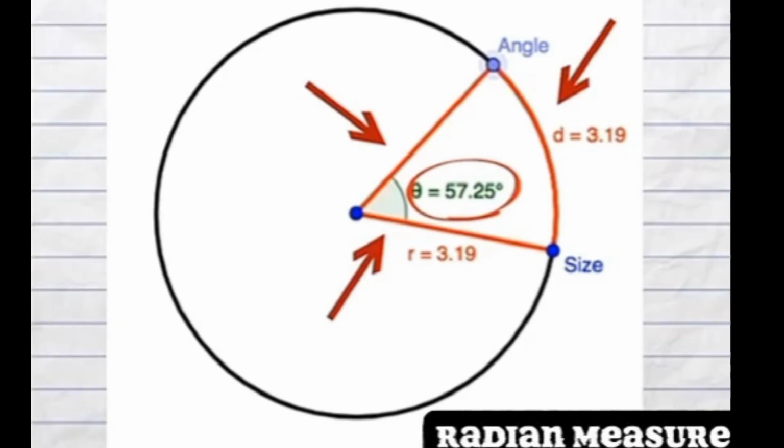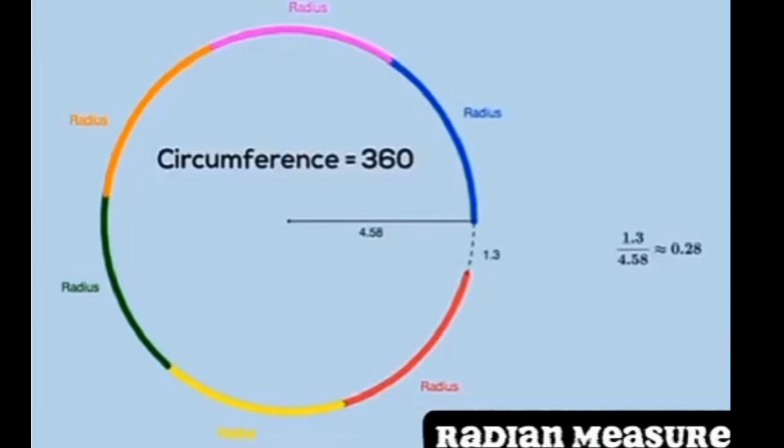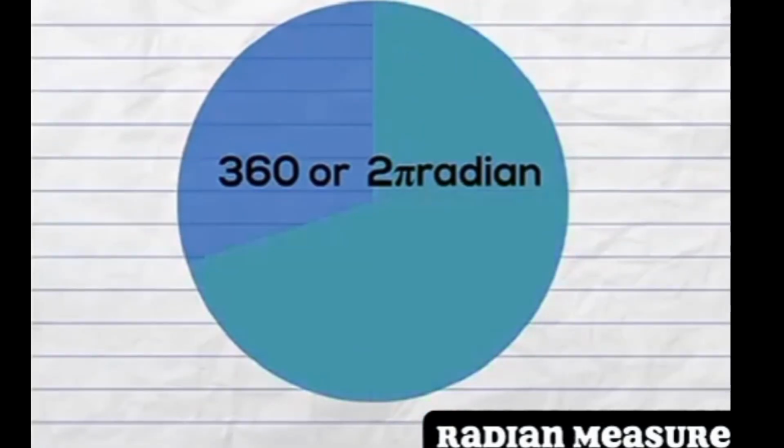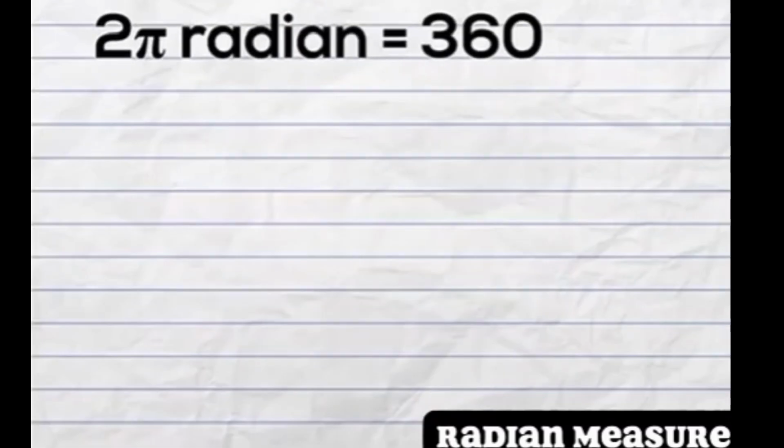Now, let's see why the angle measure of a radian equals approximately 57.2958 degrees. The circumference of a circle equals the length around the circle and is equal to 360 degrees. It is also equal to 2 pi times the radius. Let's see how many curved radii it will take to go all the way around the circle. If you place them around the circle, it will equal just short of 7. The missing piece is 0.28 of a radius, or 6.28. If you multiply 2 times pi, it also equals 6.28. So, one full rotation equals 360 degrees, or 2 pi radians. We can say 2 pi radians is equal to 360 degrees.